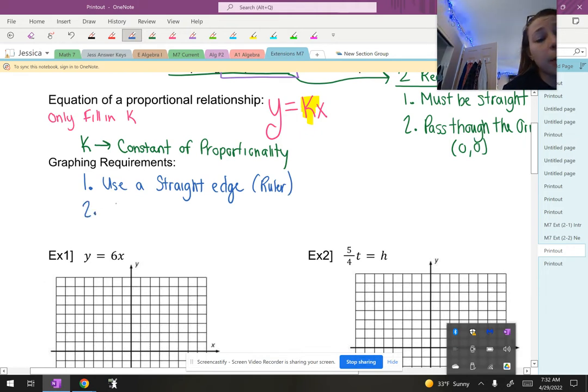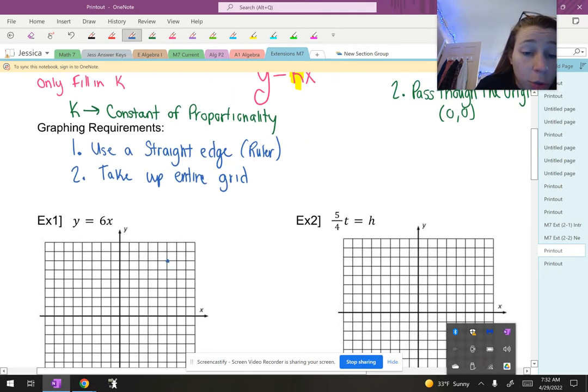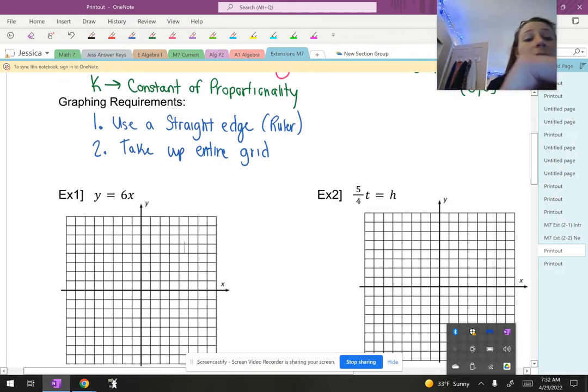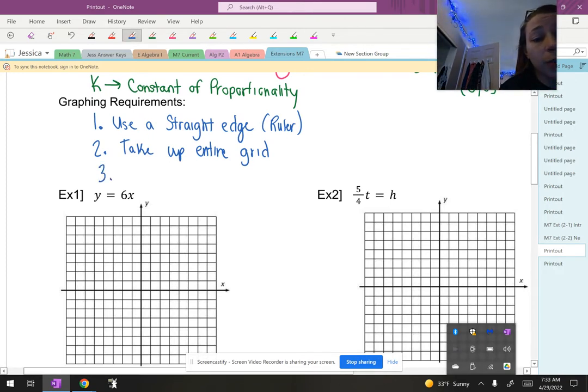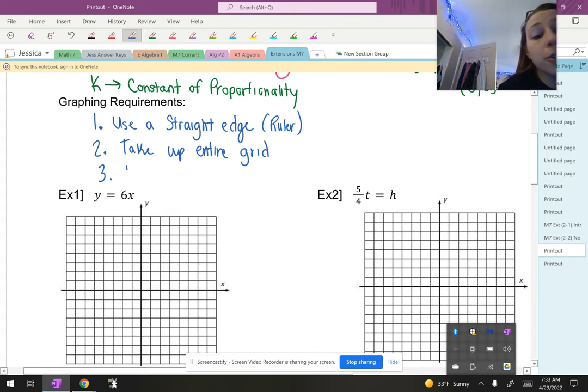Your second requirement is you need to take up the entire grid. I'm going to show you how we're going to plot points on these grids, and you're going to want to take up the entire grid. I don't want to just see 2 points with an itty bitty baby line like that. That is not taking up the entire grid and doesn't look very nice. And the last requirement is that we know lines are infinite. They go on in both directions forever. So when you're graphing these lines, you need to have arrows at both ends.